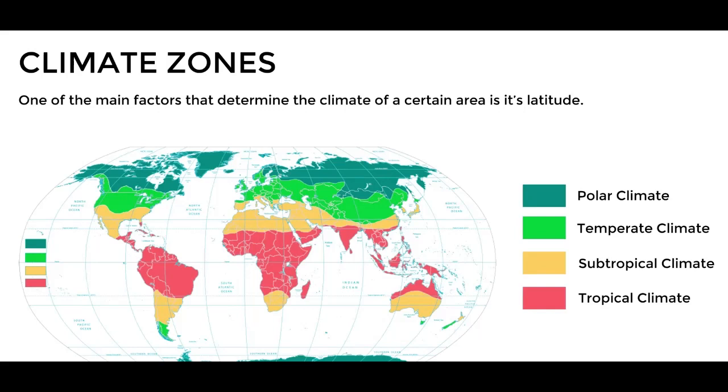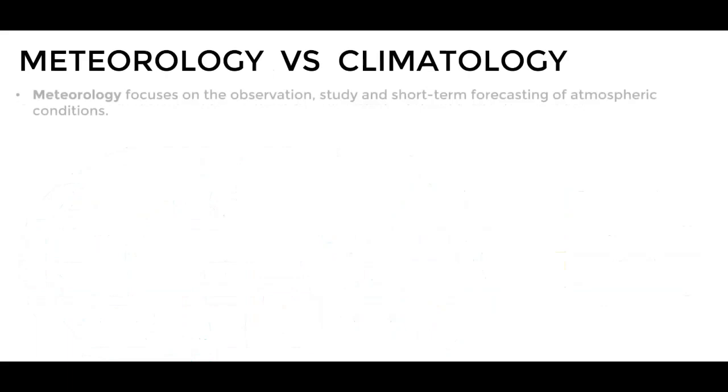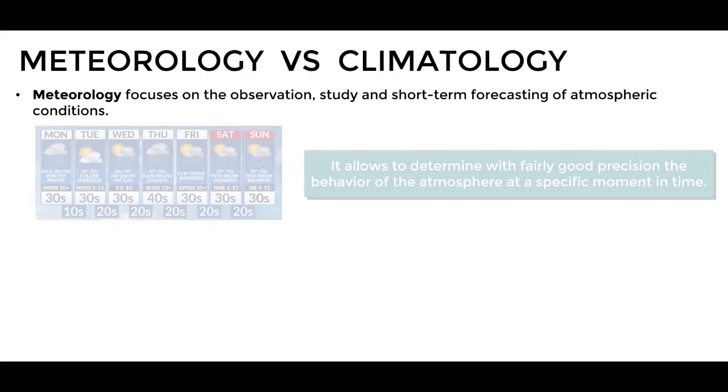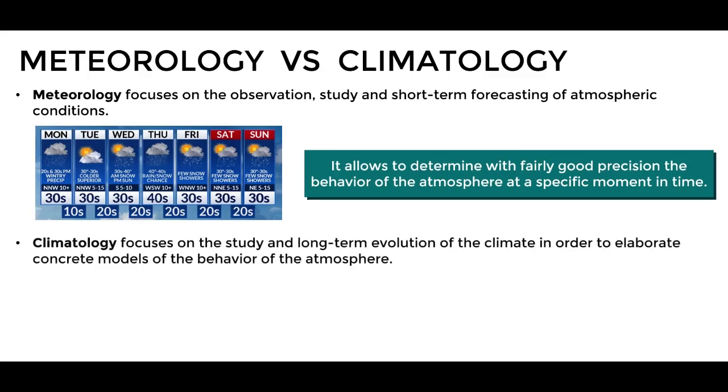So, having already understood the concepts of weather and climate, let's look at another two terms that are commonly confused, which are meteorology and climatology. Let's start with meteorology. This branch focuses on the observation, study, and short-term forecasting of atmospheric conditions. It allows to determine with fairly good precision the behavior of the atmosphere at a specific moment in time in the near future. On the other hand, climatology focuses on the study and long-term evolution of the climate in order to elaborate concrete models of the behavior of the atmosphere.